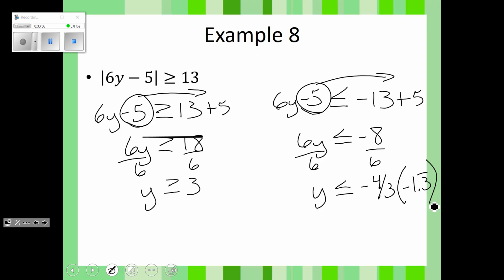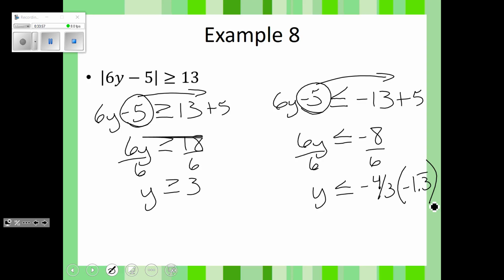I like actually greater. All right, so 4. If you plugged it in, what's 6 times 4? 24. And 24 minus 5 is 19. Is the absolute value of 19 greater than 13? Yes, that works. Give me a number that's less than negative 1.3.